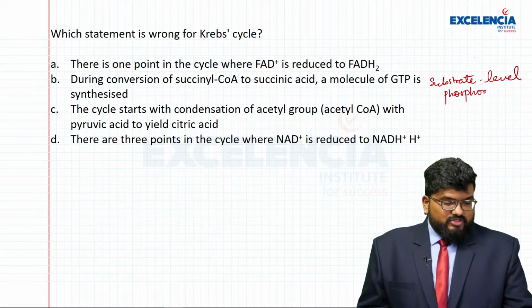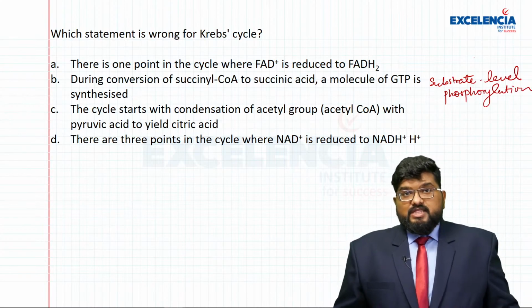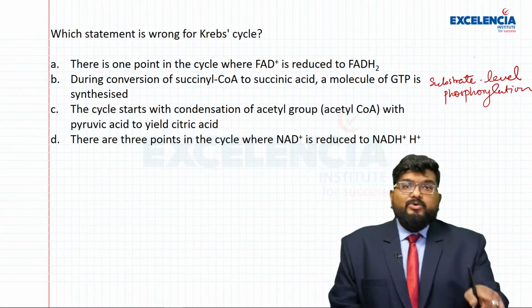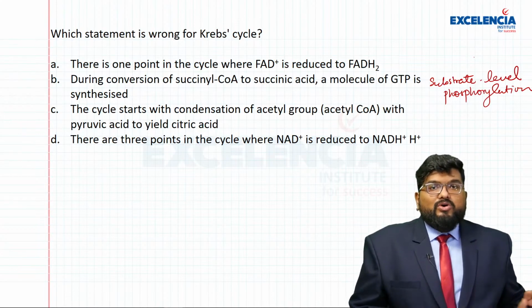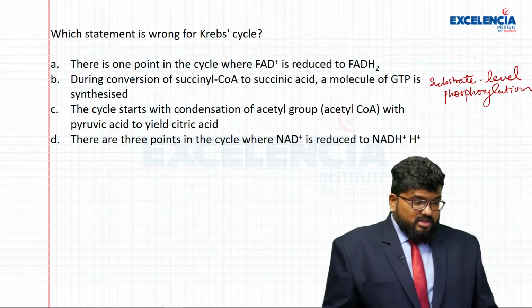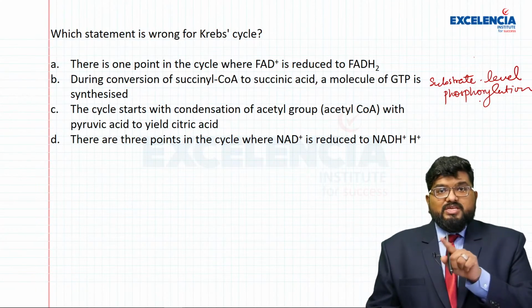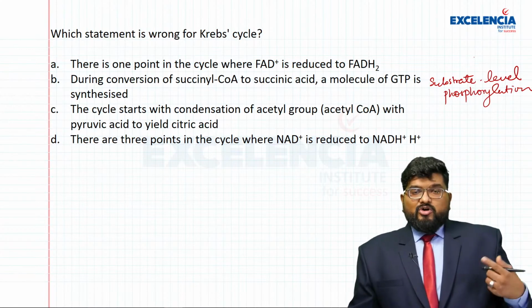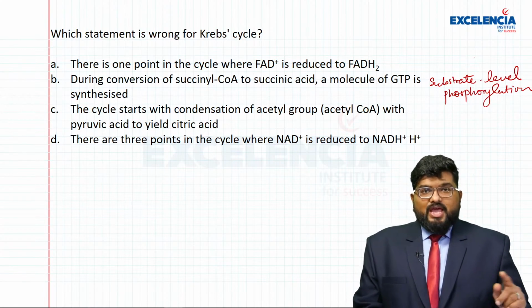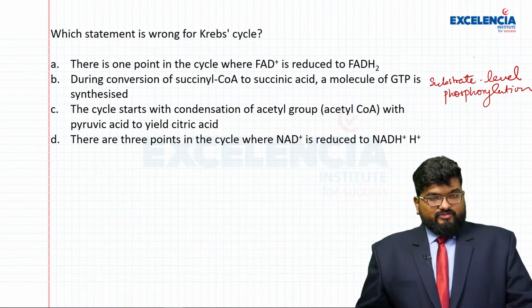What is substrate level phosphorylation? Substrate level phosphorylation is the type of phosphorylation or ATP synthesis that occurs apart from the oxidative phosphorylation that is happening on the inner mitochondrial membrane. So GTP is formed, but since GTP is unstable, the phosphate is transferred to ADP and ATP is formed. Okay, so this is substrate level phosphorylation.